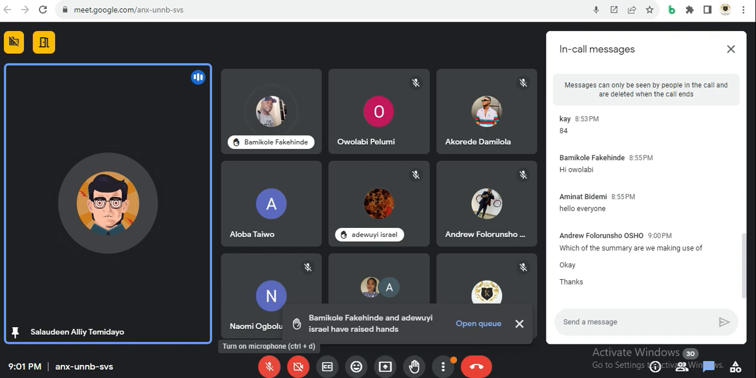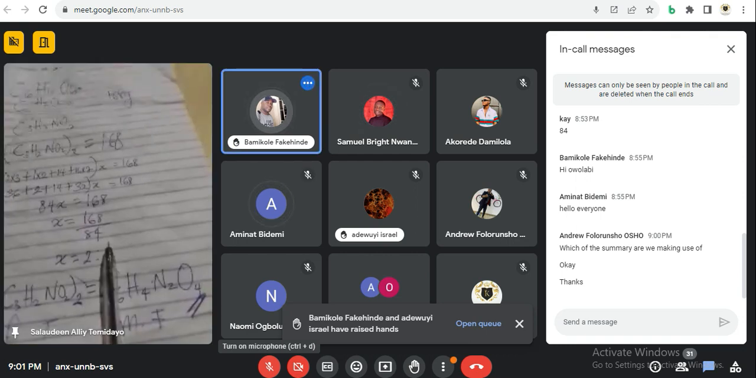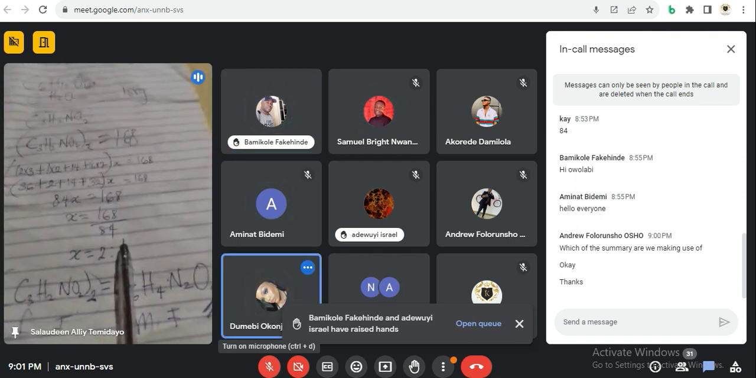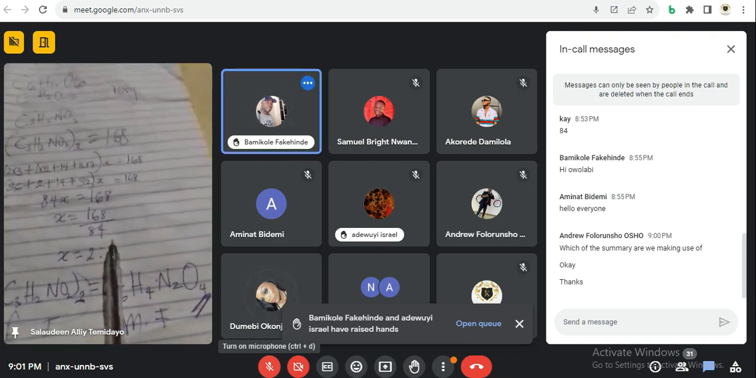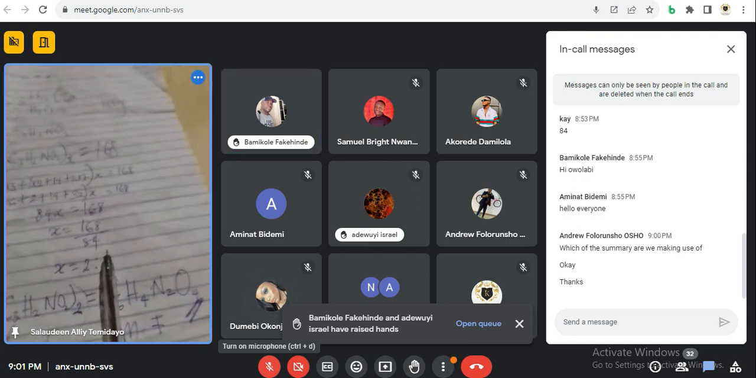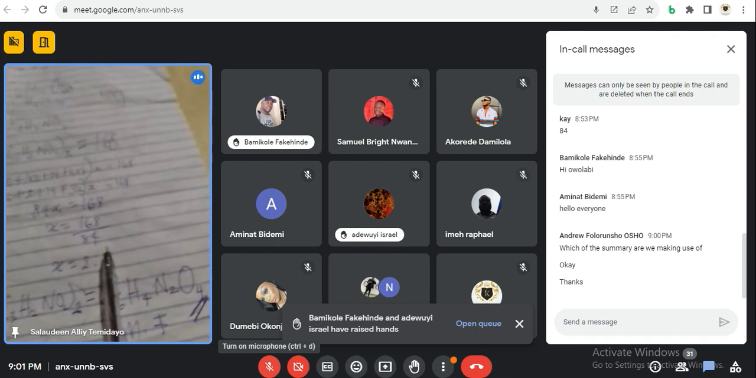The next question says, a substance with a pH value greater than 7 and less than 10 is what? Weak base. Somebody said strong base, somebody said weak base. Greater than 7 and less than 10, so it is a weak base. That's right.